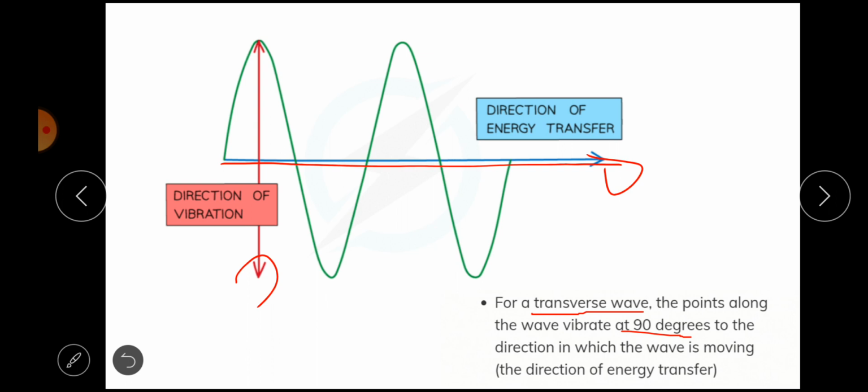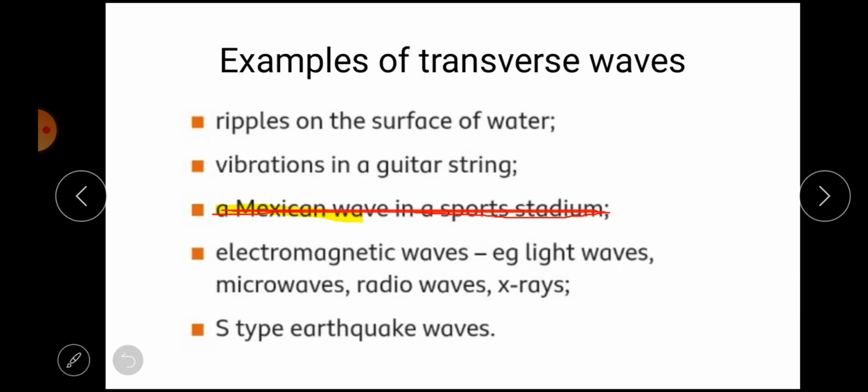Now you can see these two are at 90 degrees. That is why we say for a transverse wave, the points along the wave vibrate at 90 degrees to the direction in which the wave is moving, or to the direction of the energy transfer. Examples of transverse wave could be ripples on the surface of water, vibrations in a guitar, electromagnetic waves. We are yet to talk more about electromagnetic waves. So those are common examples of transverse waves.